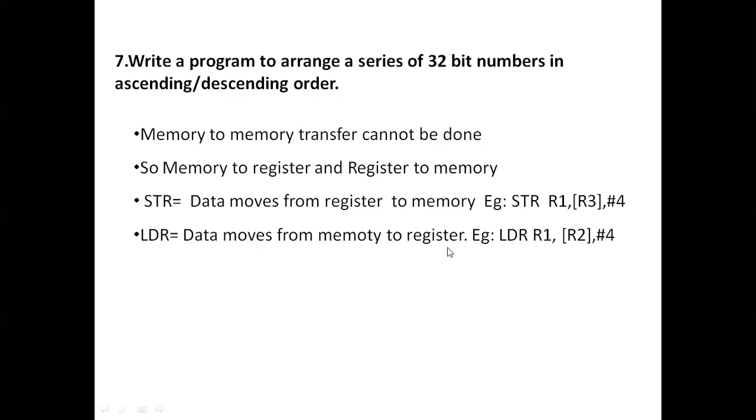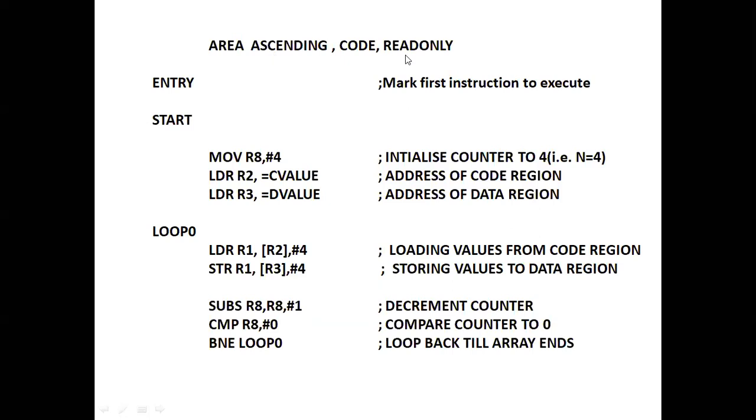Whereas LDR, here data moves from memory to a register. Here R2 is there. When you write a register with a bracket, that indicates that it's a memory location. From that memory location, you are moving the data to R1, and then at the same time R2 is incremented by 4.